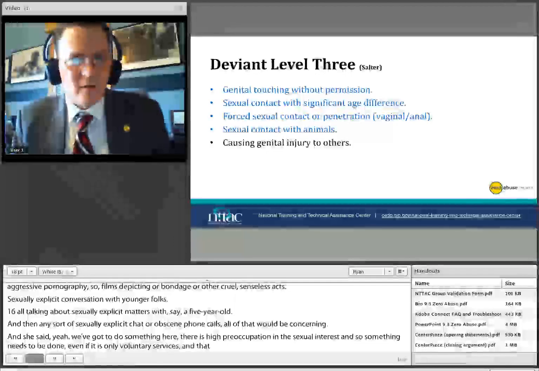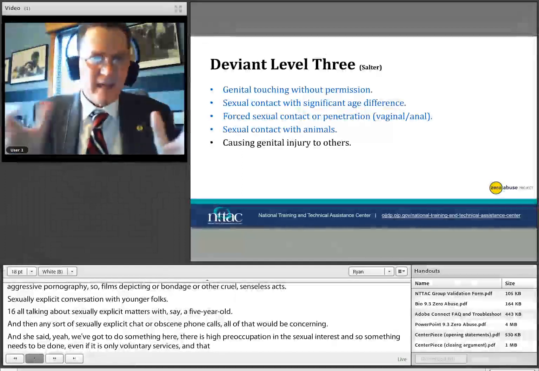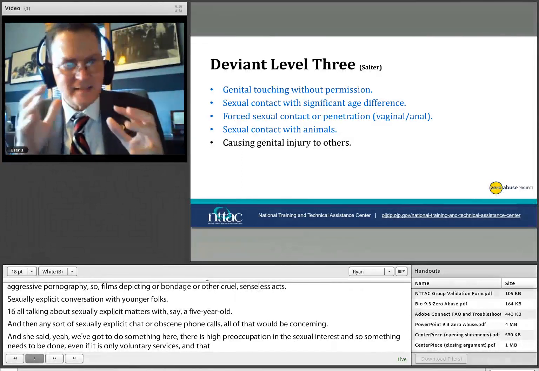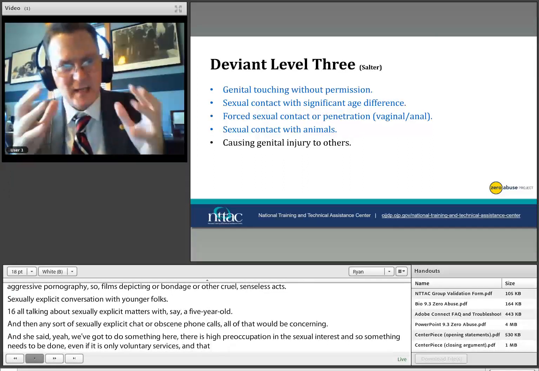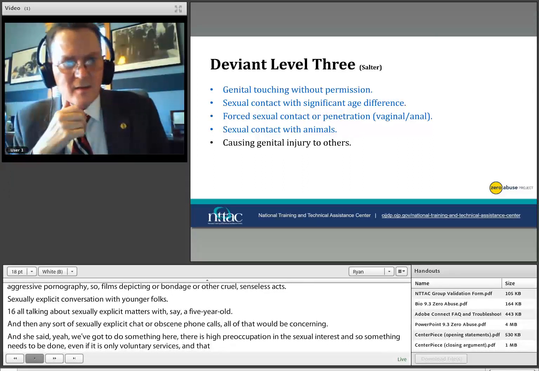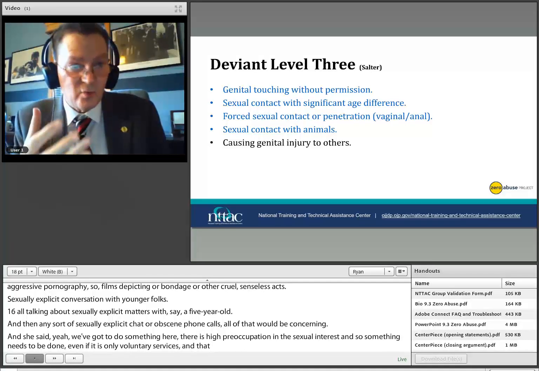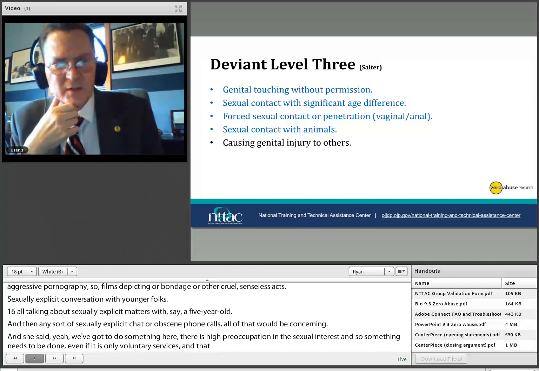And she said, yeah, we got to do something here. There's high preoccupation of deviant sexual interests, and so something needs to be done, even if it's only voluntary services. And then her top category of deviance, these are acts which, if committed by an adult, would be a crime. So genital touching without permission, that is a sexual assault.